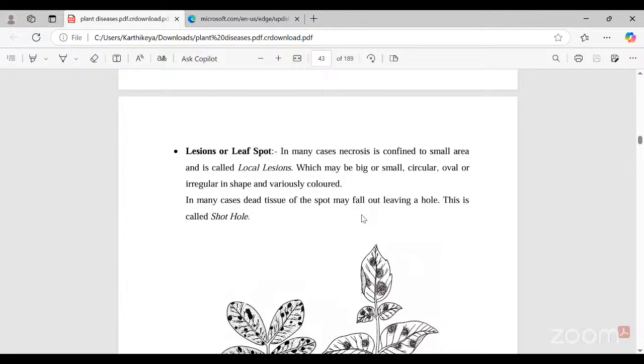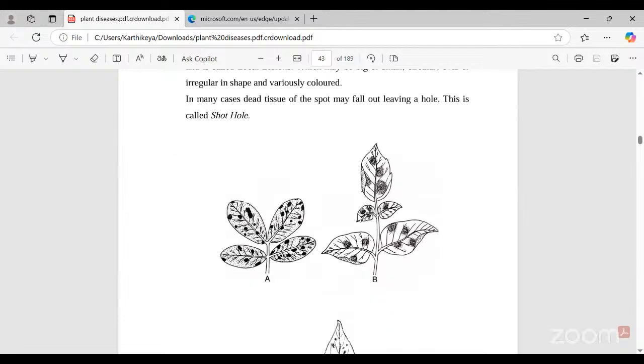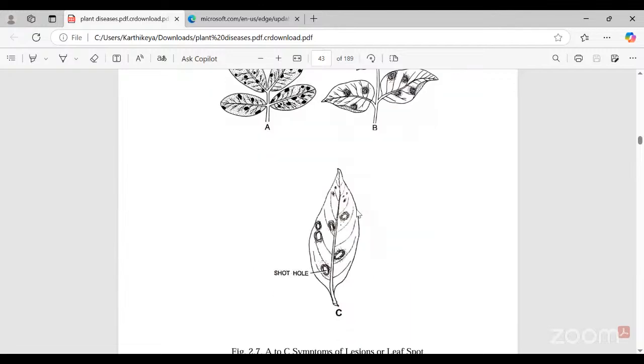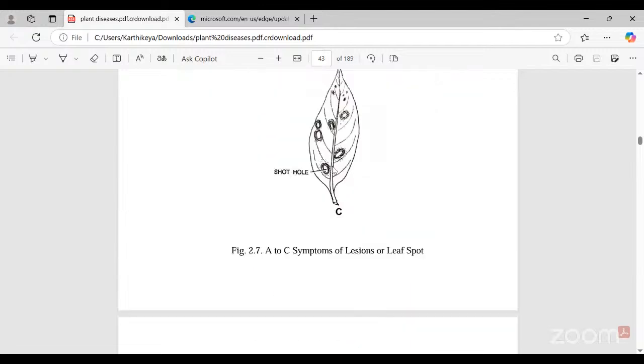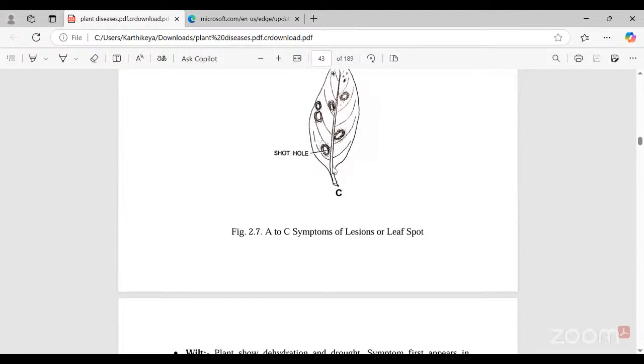In many cases, necrosis is confined to a small area and is called a local lesion, which may be bigger or small, circular, oval, or irregular in shape and variously colored. In many cases, dead tissue of the spot may fall out, leaving a hole. This is called shot hole. This is the shot hole. Symptoms of lesions or leaf spot.